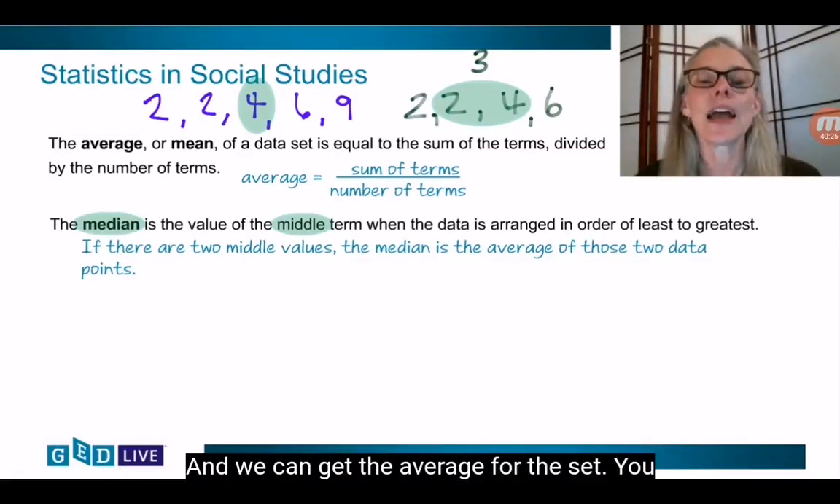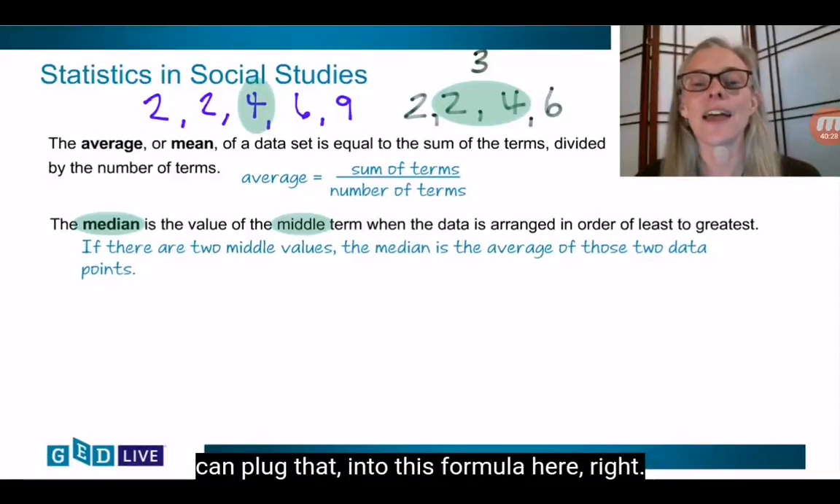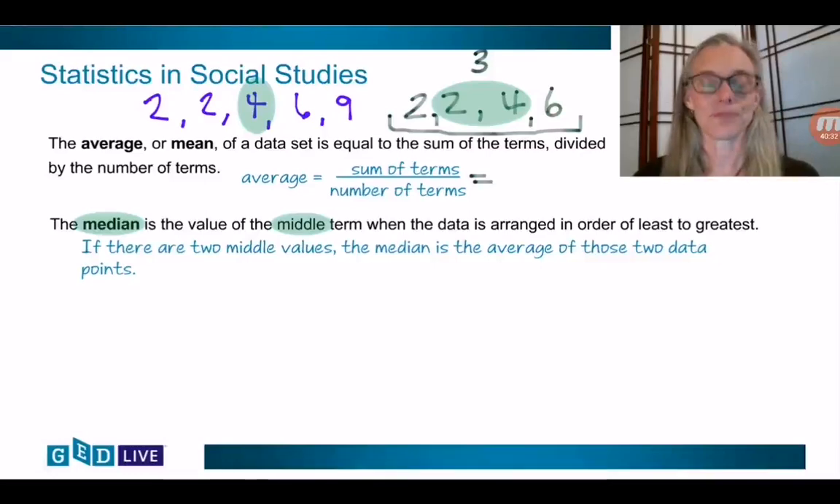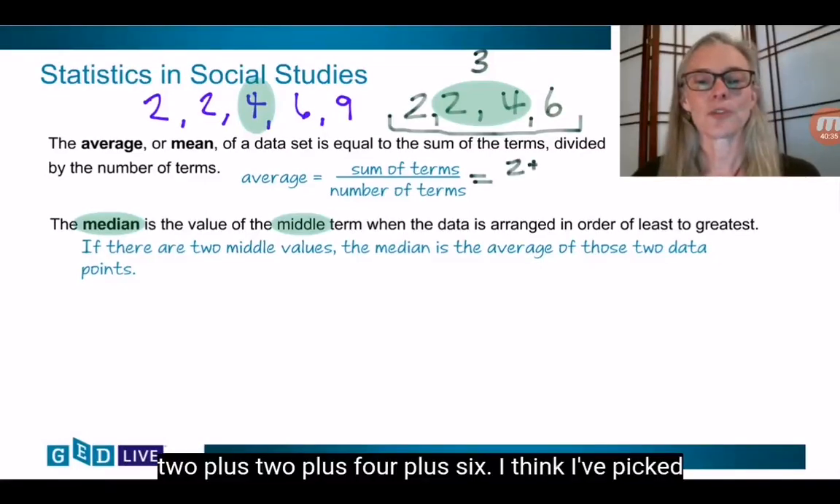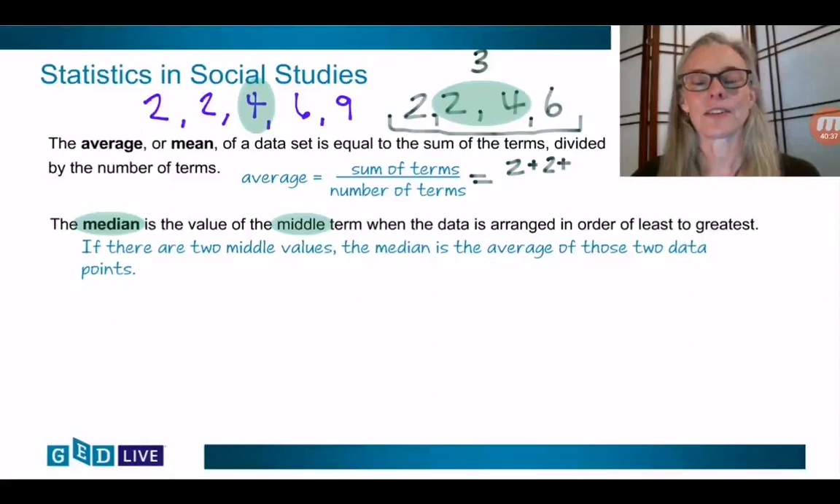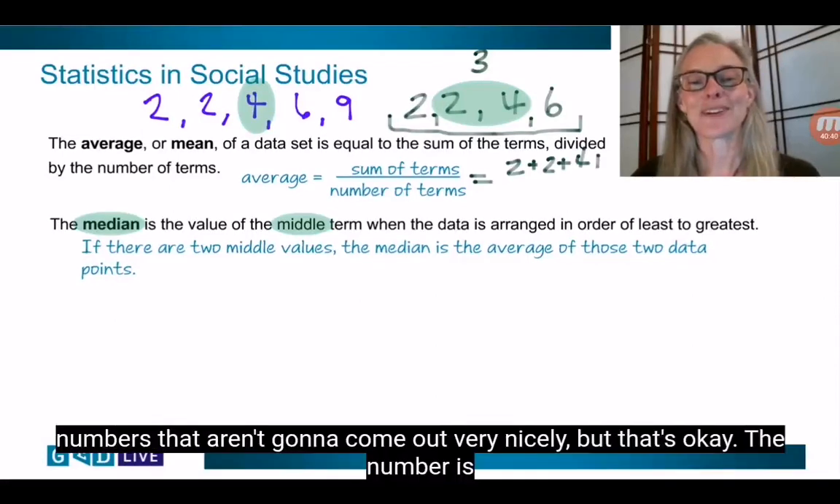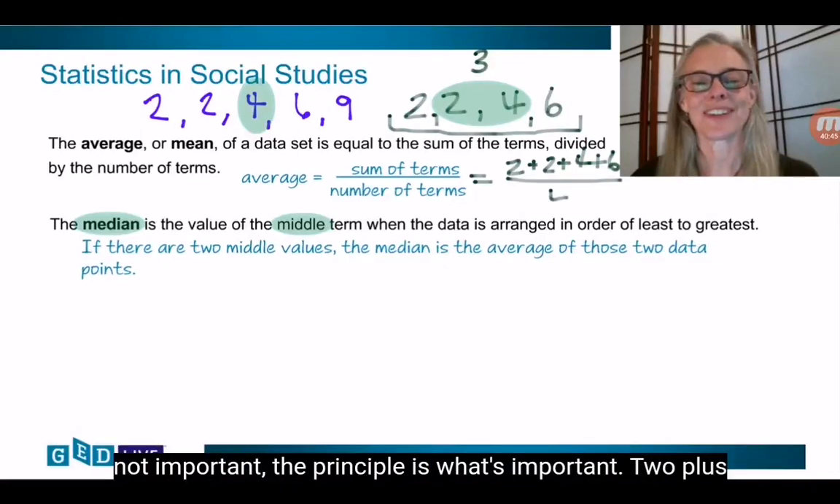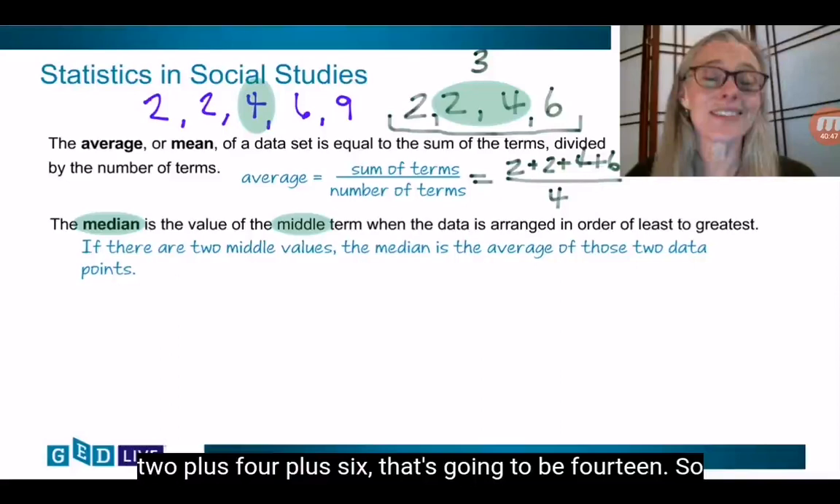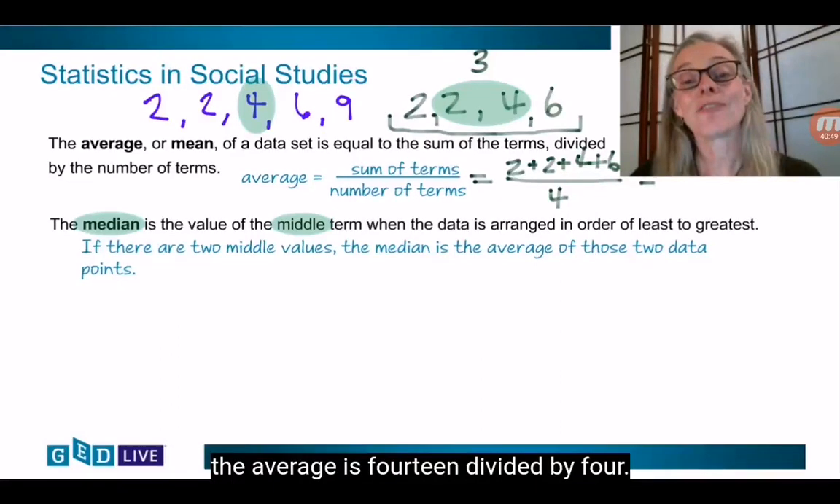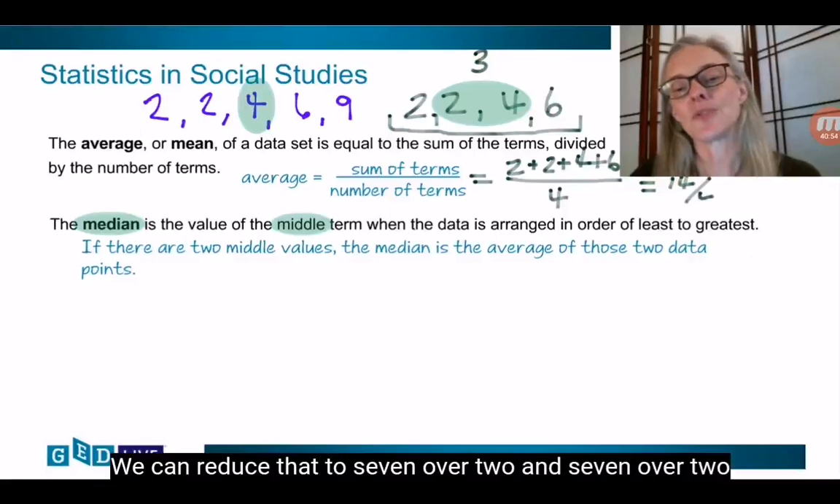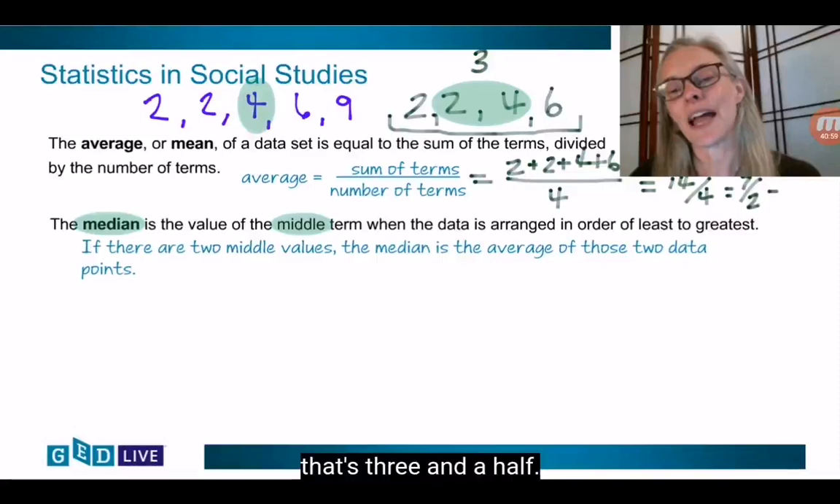And we could get the average for this set. We can plug that into this formula here, right? The average for this set would be 2 plus 2 plus 4 plus 6. I think I've picked numbers that aren't going to come out very nicely, but that's okay. The number's not important. The principle is what's important. 2 plus 2 plus 4 plus 6 is 14. So the average is 14 divided by 4, and we can reduce that to 7 over 2, and 7 over 2 is 3.5.